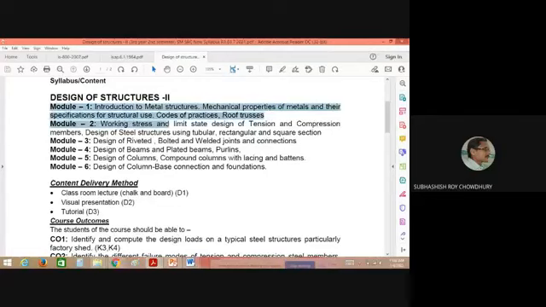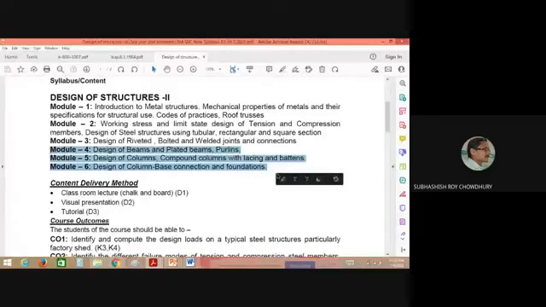This is module 1, module 2 and module 3. It will be taken by SM sir, Professor Sharoj Mondal sir. So this particular part he will take. And in my classes, I will try to complete this particular portion, that means module 4, module 5 and module 6.